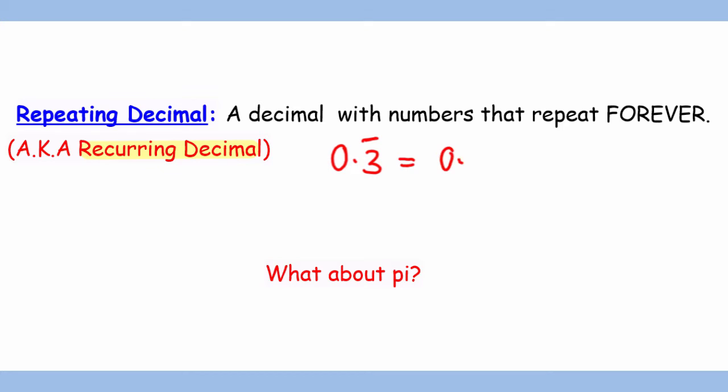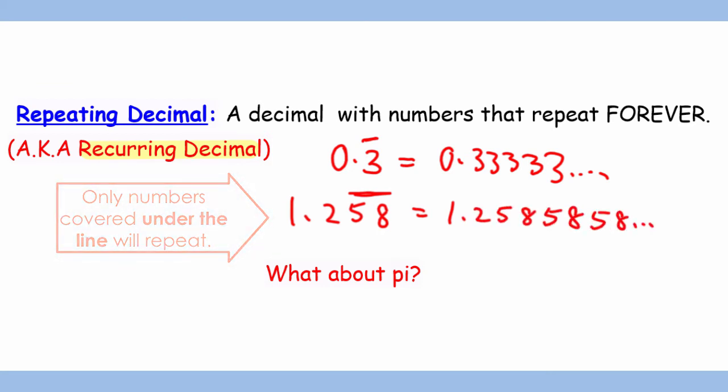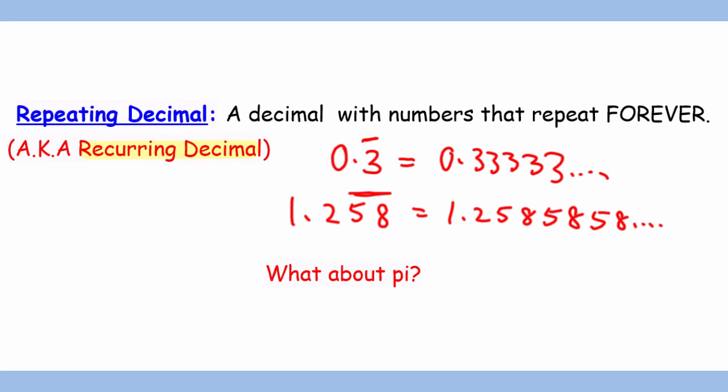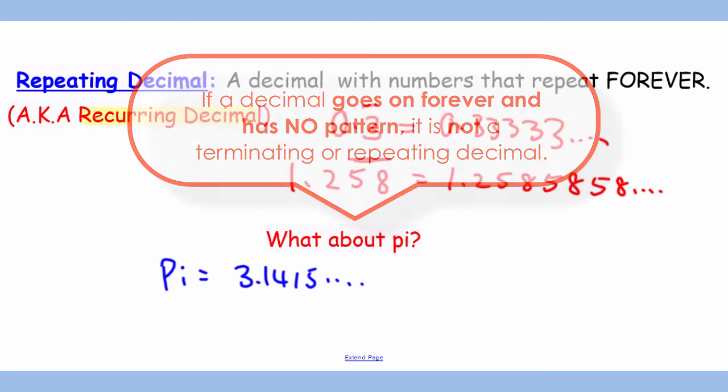This means 0.33333 and so on. Another example is 1.258. If the line covers 58, this tells you that the 58 will repeat on forever, never ends. What about a number like pi, which if you have learned it in elementary school, pi is defined as a number that's 3.1415 and so on, where there's no pattern in this number. It goes on forever, so it's neither a repeating nor a terminating number. It is not any one of them.